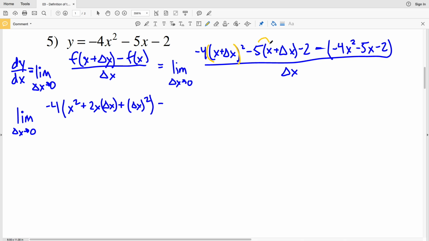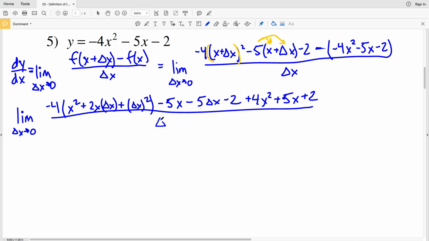Now I'll distribute this 5 to x and delta x. So I'm subtracting 5x and I'm subtracting 5 times delta x, and then I'm subtracting 2. And from that, I'm going to be subtracting each of these terms in f of x. But subtracting a negative 4x squared is the same as adding a positive 4x squared. And then subtracting a negative 5x is the same as adding a positive 5x. And subtracting a negative 2 is the same as adding a positive 2. And remember, this is all over delta x.